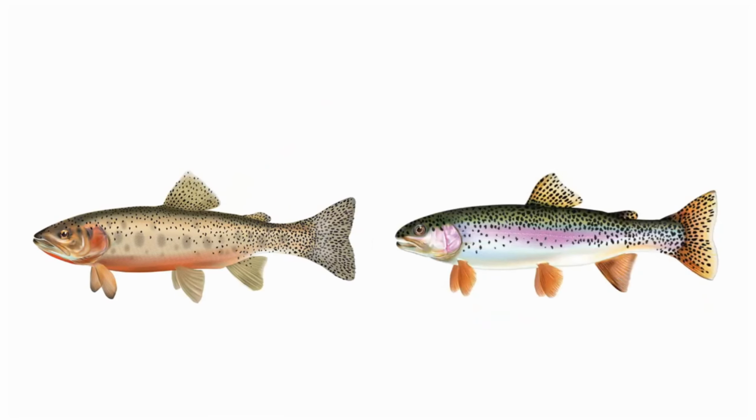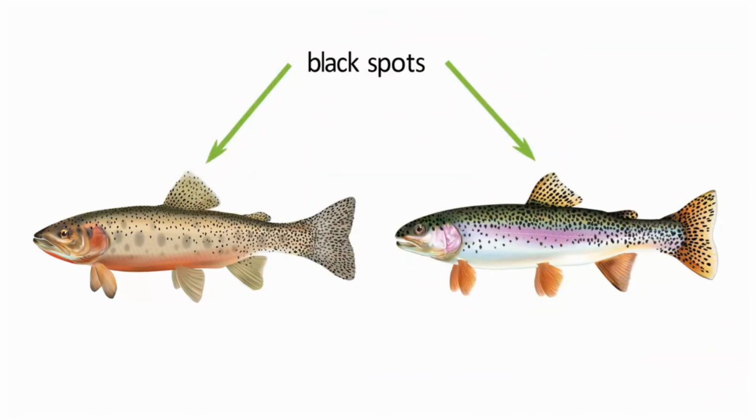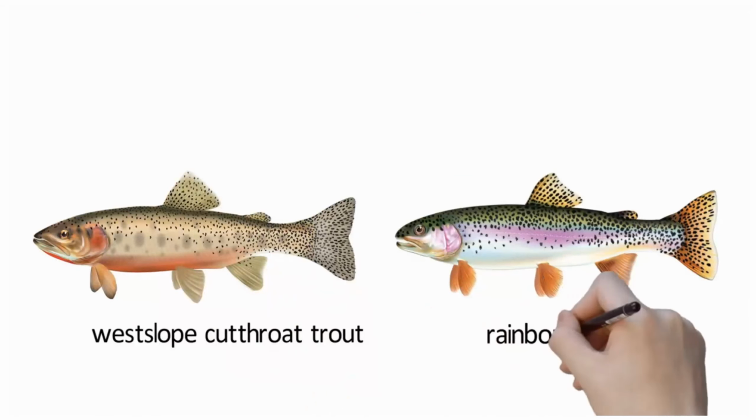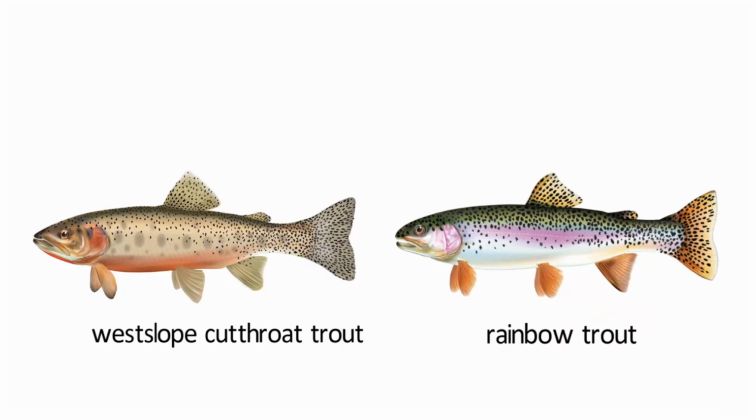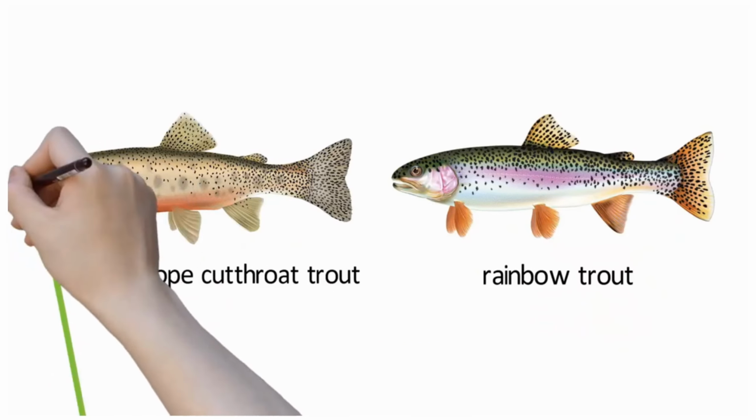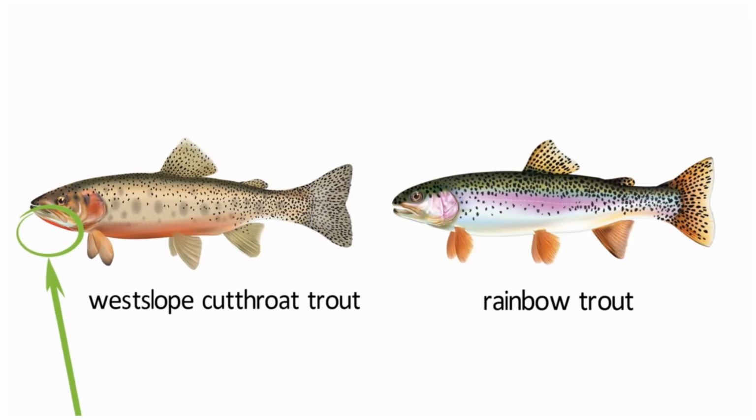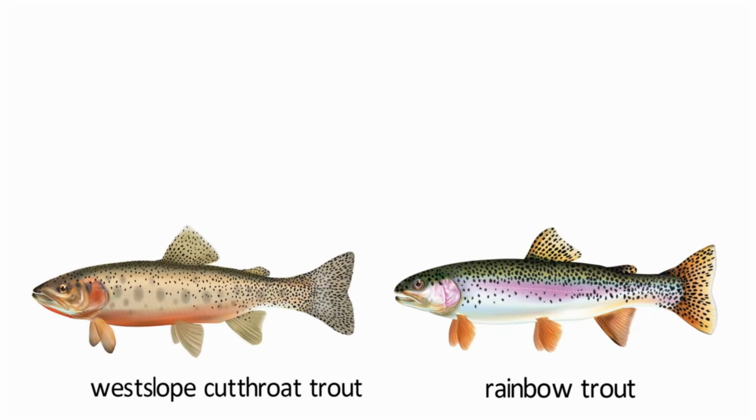West Slope cutthroat trout and rainbow trout are true trout with black spots on the body and dorsal fin. West Slope cutthroat trout and rainbow trout are often confused for one another. West Slope cutthroat trout are named for a characteristic red slash marking under the jaw, which differentiates them from their closely related rainbow trout.